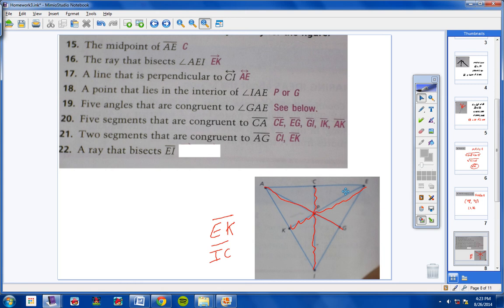And then number 22, a ray that bisects segment EI. So let's find segment EI real quick. If we can get this eraser to work. There we go. All right, a ray, let's see, segment EI. Here's segment EI. Here's the midpoint. And so here's the segment or ray, whatever you want to call it, that bisects IE. And so we're going to call that AG or GA, however you want to say that. Okay? All right.